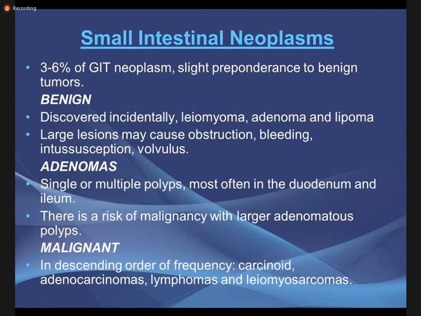Adenomas, we have done that, may be single or multiple, most often in the duodenum and ileum, and there is a risk of malignancy with the larger adenomatous polyp. The malignant tumors here in the small intestine, in descending order of frequency, are carcinoid, adenocarcinomas, lymphomas, and leiomyosarcomas. Leiomyosarcomas are the malignant counterpart of the leiomyoma. That is, leiomyoma is the benign tumor of smooth muscle origin, and leiomyosarcoma is the malignant tumor of smooth muscle origin. So these are the tumors of the small intestine.